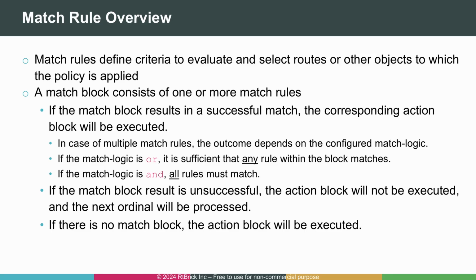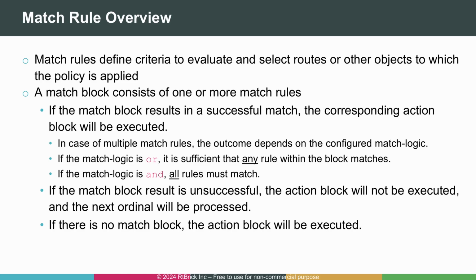We already know that match rules define the criteria used by the policy framework to evaluate routes. If a route meets the conditions in the match rule, then the action we've configured will be applied. Each match block can include 1 or more match rules. If there's just a single rule, it either matches or it doesn't, pretty straightforward. But if there are multiple match rules, the outcome depends on a parameter called the match logic. Now, the match logic can be set individually for each ordinal, which represents a match block of the policy.